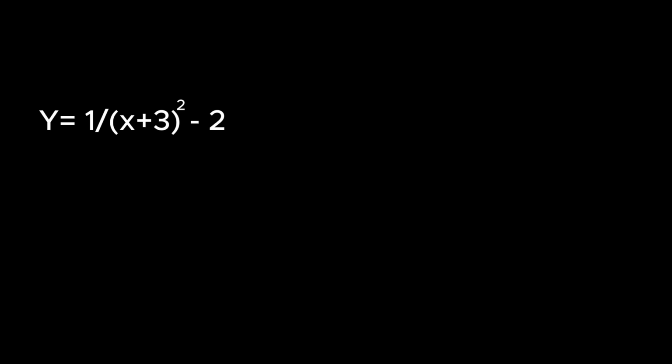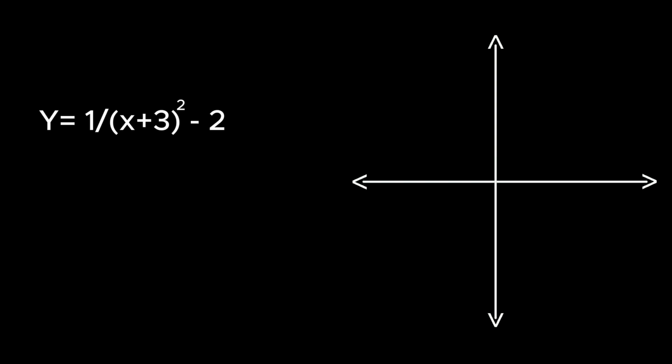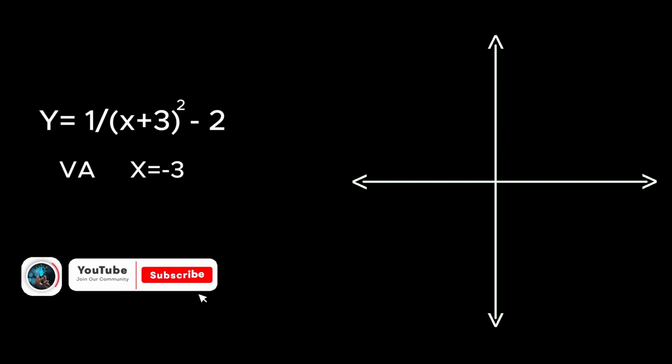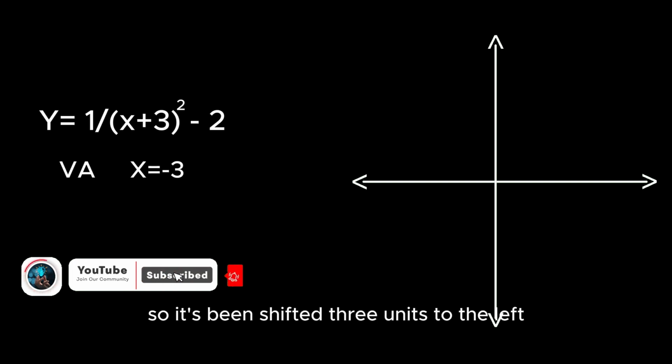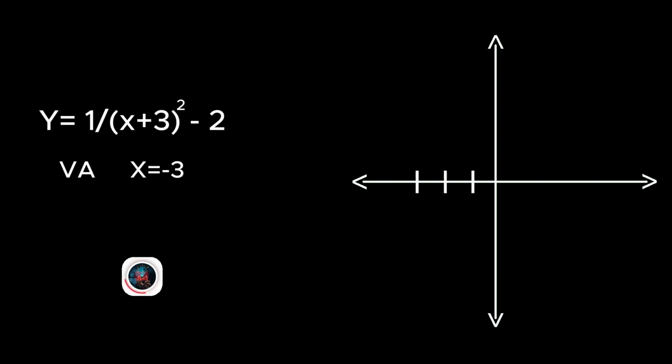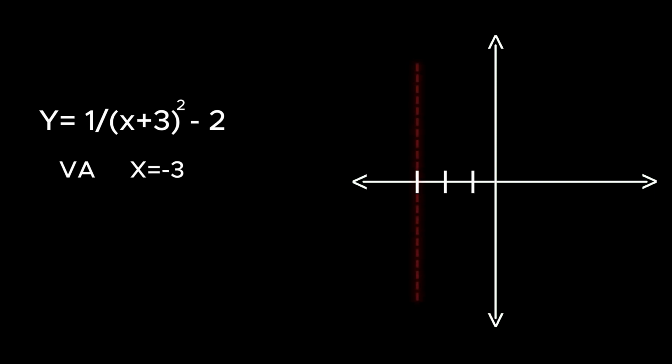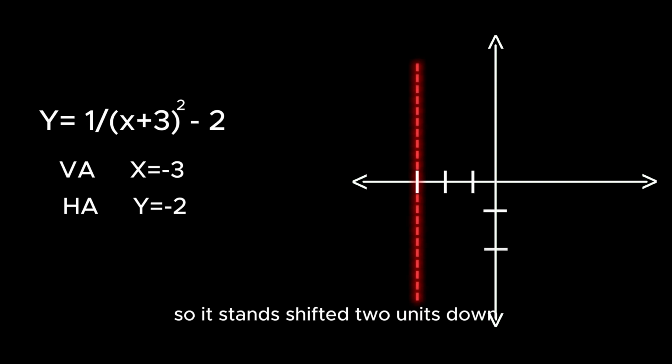Let's try another example like this one. So let's say it's negative 1 over x plus 3 squared minus 2. So go ahead and take a minute to graph this particular function. So the vertical asymptote is x is equal to negative 3. So it's been shifted 3 units to the left. The horizontal asymptote is negative 2. Specifically, y is equal to negative 2. So it's been shifted 2 units down.